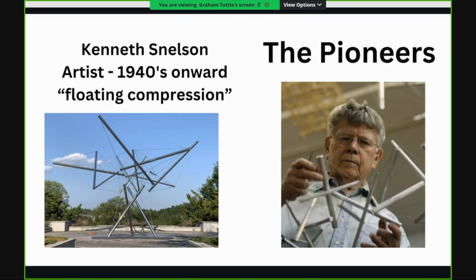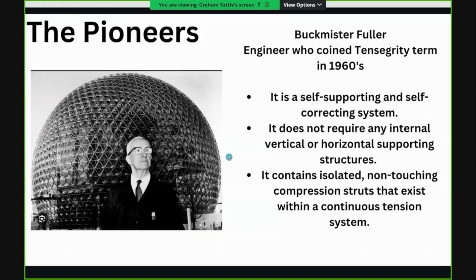So Kenneth Snelson starts doing this in these small models. Then Buckminster Fuller. He's an architect, and in the 60s, he saw Snelson's work and he coined the term tensegrity, which was tension and tensional integrity. Buckminster Fuller is brilliant. He's just one of those guys that's way ahead of his time.